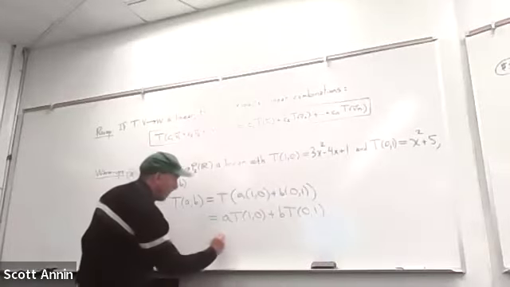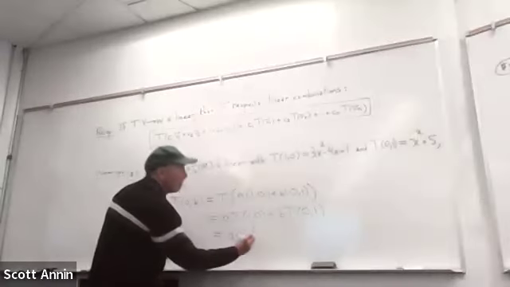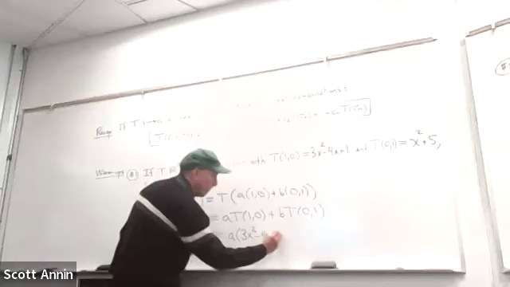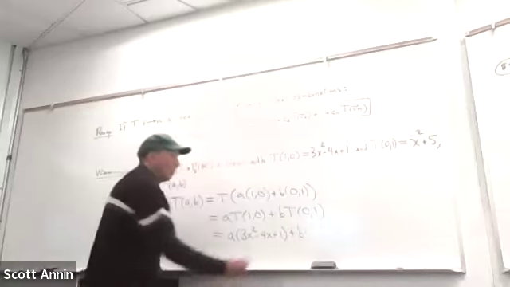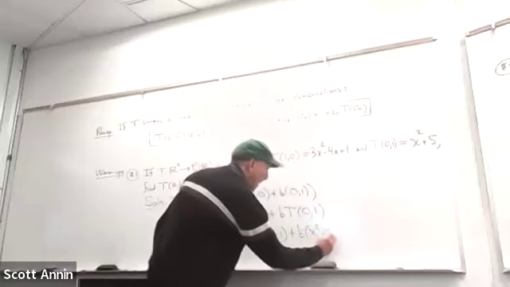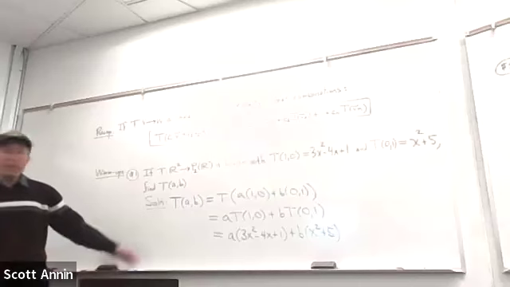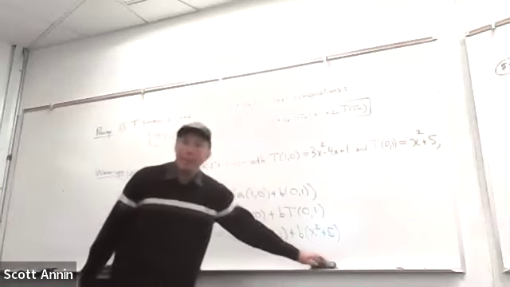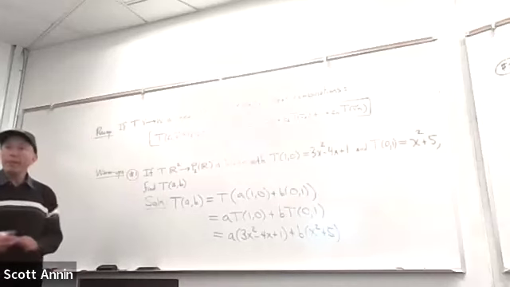And then they gave us these values. They told us what T of (1,0) is, so we can go ahead and plug it in. So we're going to get A times the quantity 3x squared minus 4x plus 1, and then plus B times the quantity x squared plus 5. And to be perfectly honest, that would be fine for your final answer here. That would be a formula for T of (A, B).